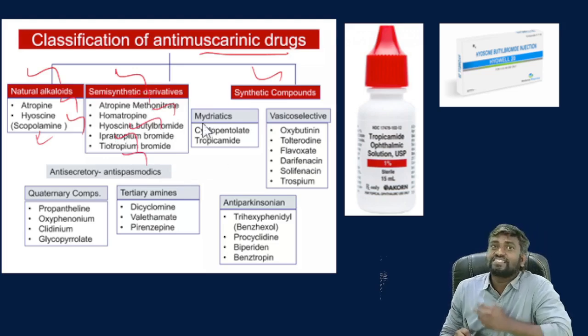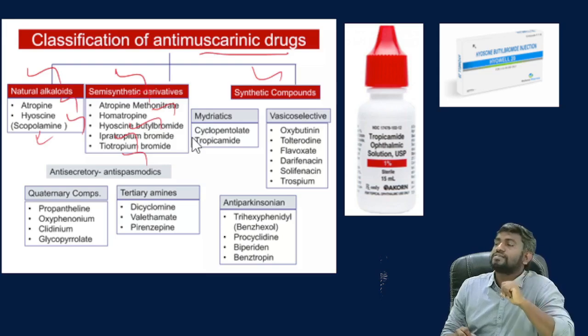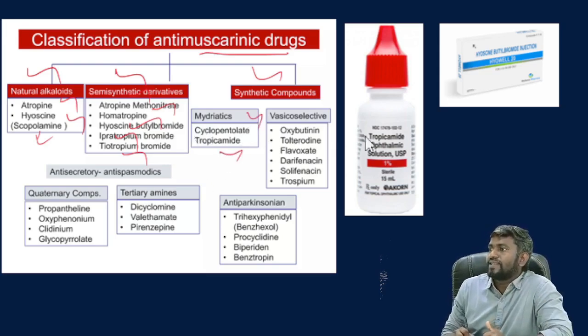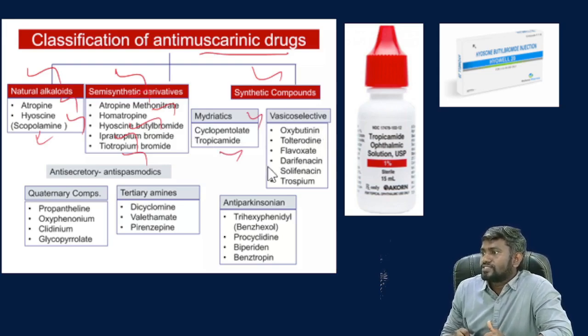We have the mydriatics, which we just recently saw a few slides back. They are going to be cyclopentolate and tropicamide. We have the urinary selective ones. They are going to be oxybutynin, tolterodine. We have flavoxate. We have darifenacin, solifenacin, and trospium. Remember with the mnemonic SOFT.